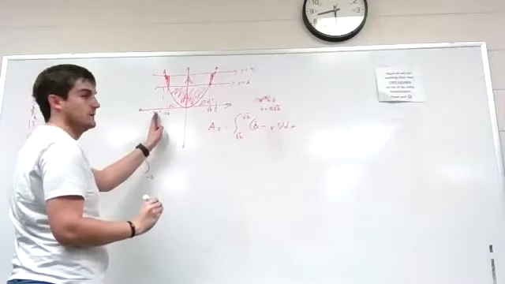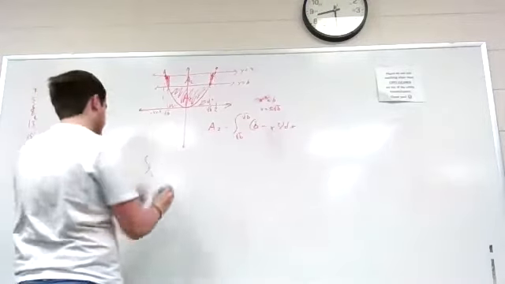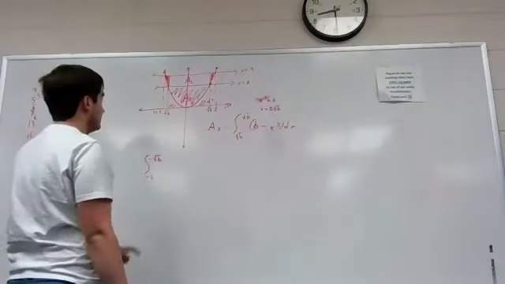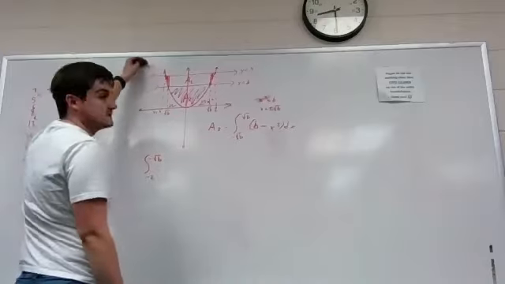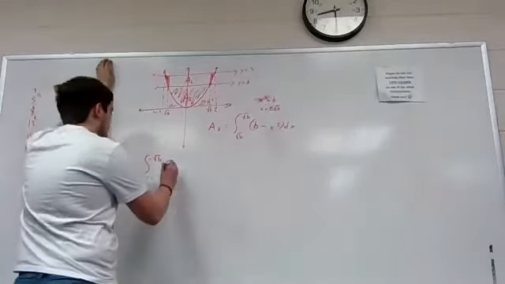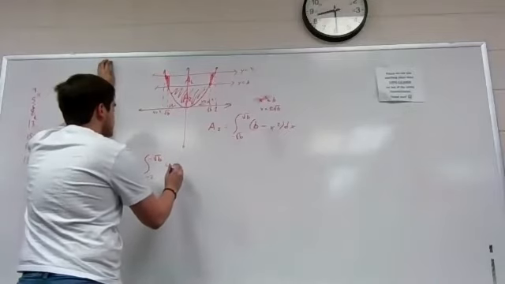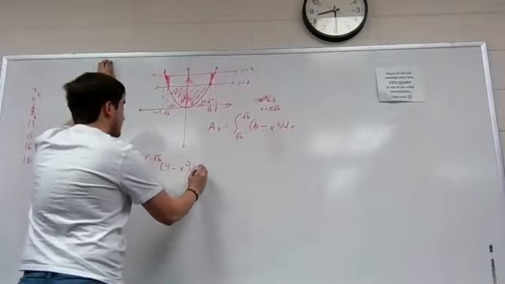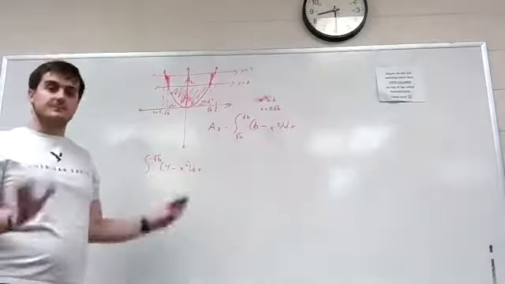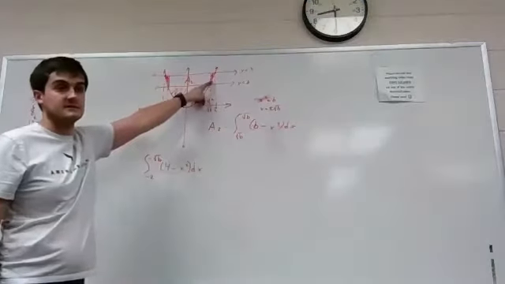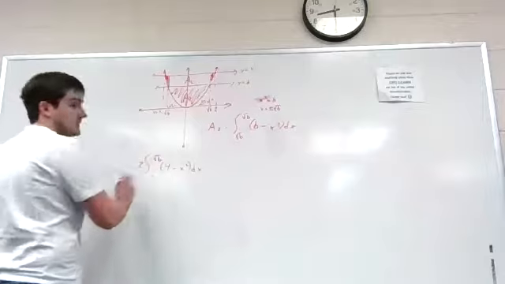Negative 2 to negative square root of b, of what's on top in that region? 4. What's on bottom? x squared. Now, as we already said, to spare yourself the trouble, you should be able to tell that these two areas are the same size, so just go ahead and multiply that by 2.